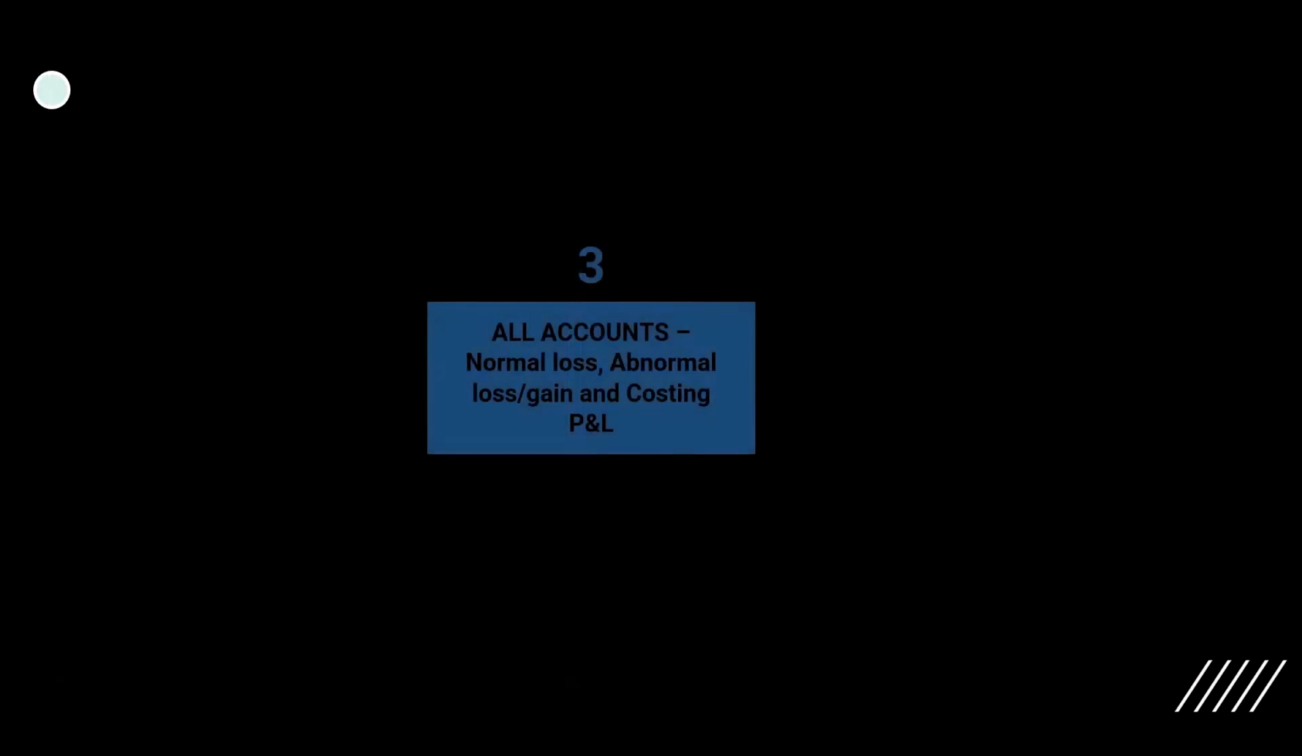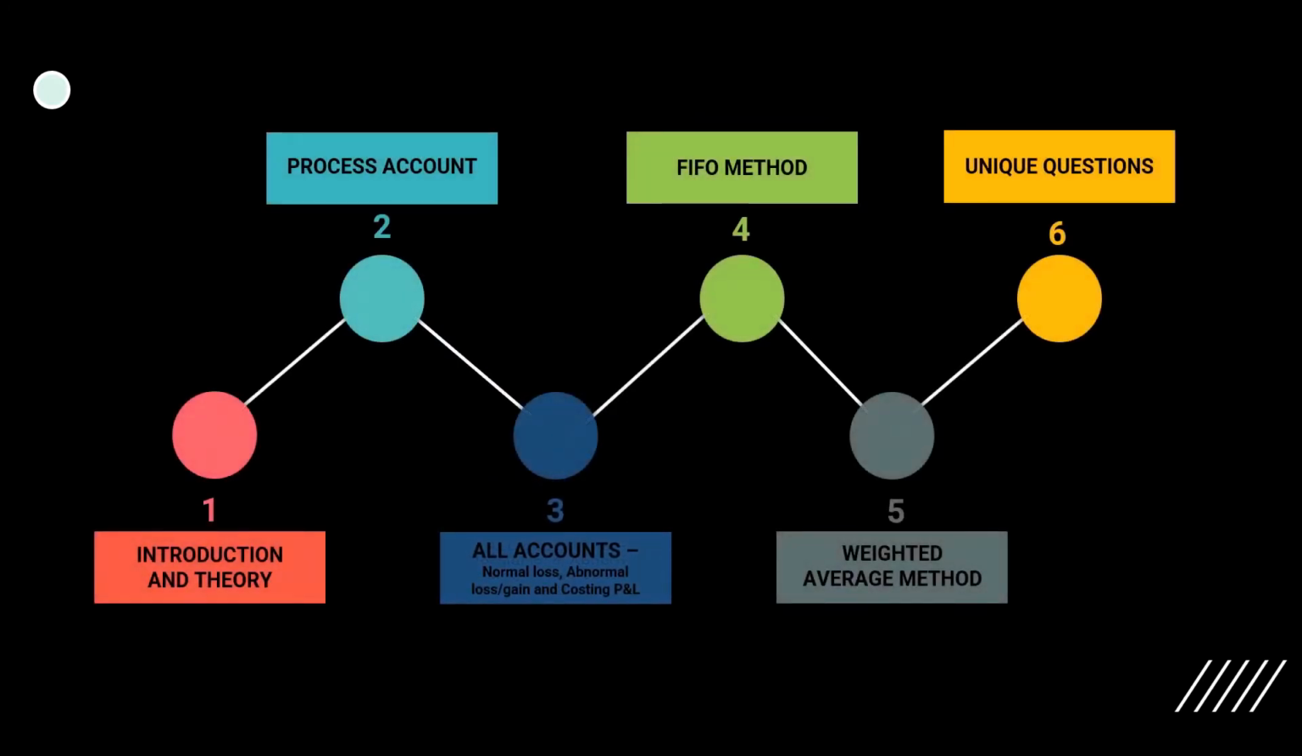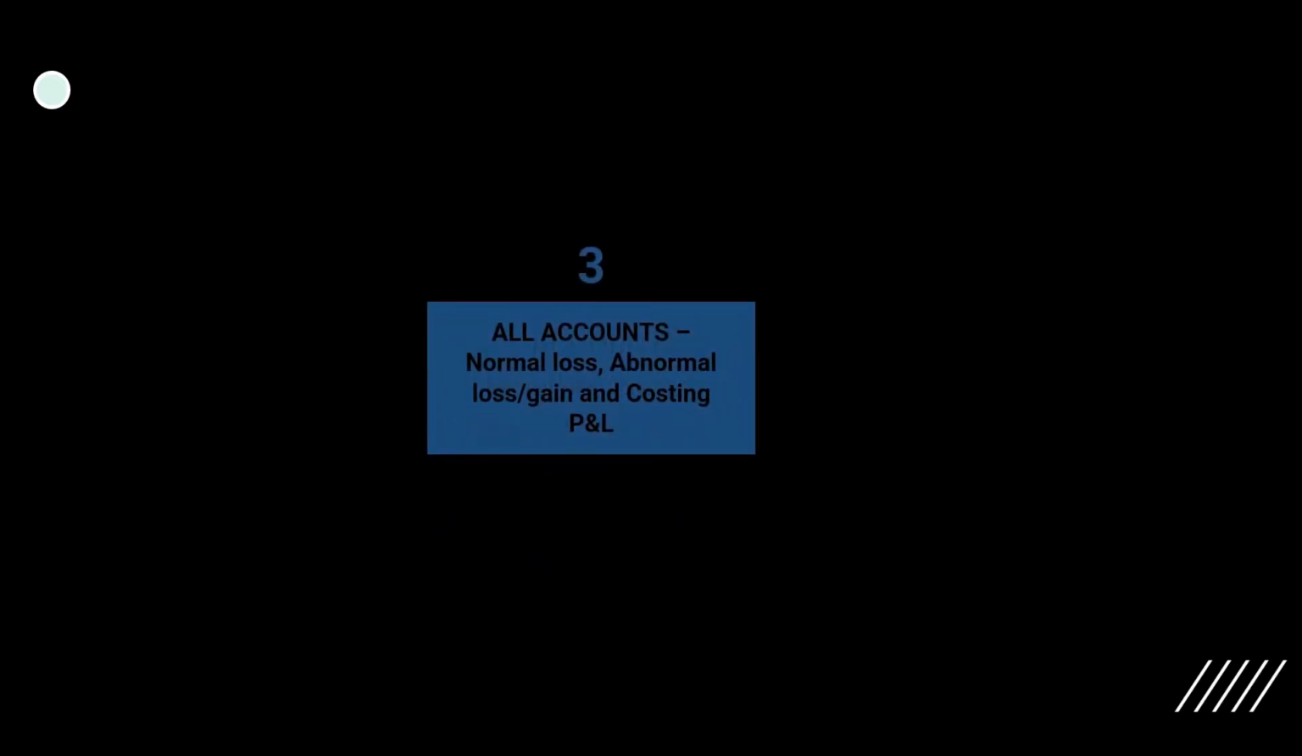This is our third topic from the chapter, Process Costing. As of now, we have covered the basics of process costing and how to prepare a process account. In today's video, we are going to learn how to prepare the normal loss account, abnormal gain account, and costing profit and loss account, along with the process account.